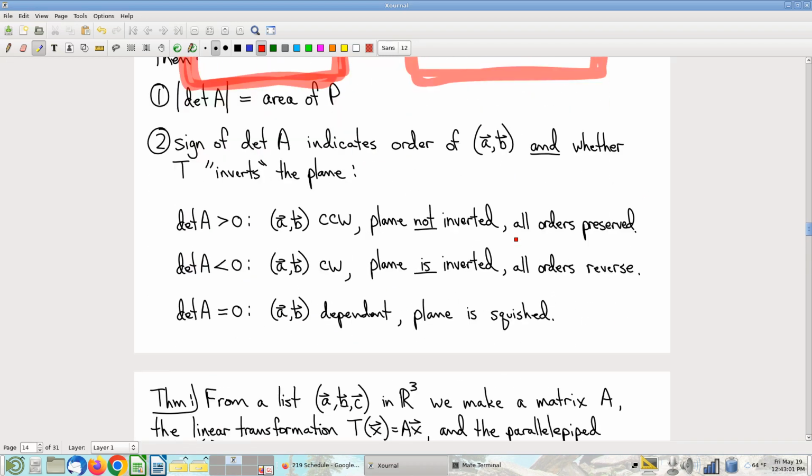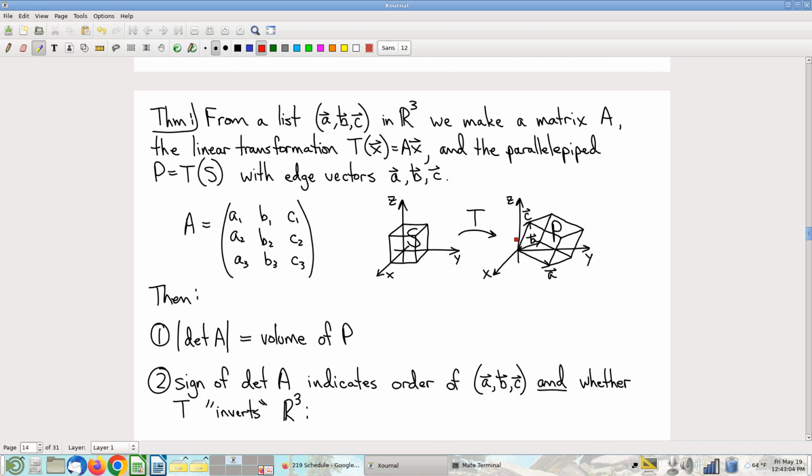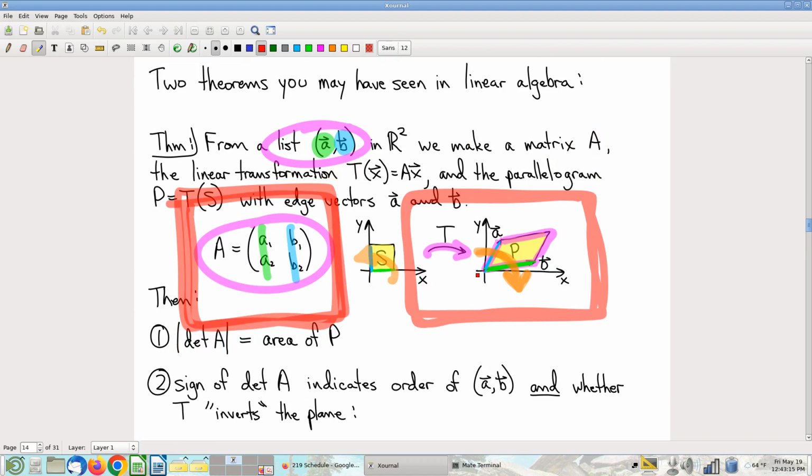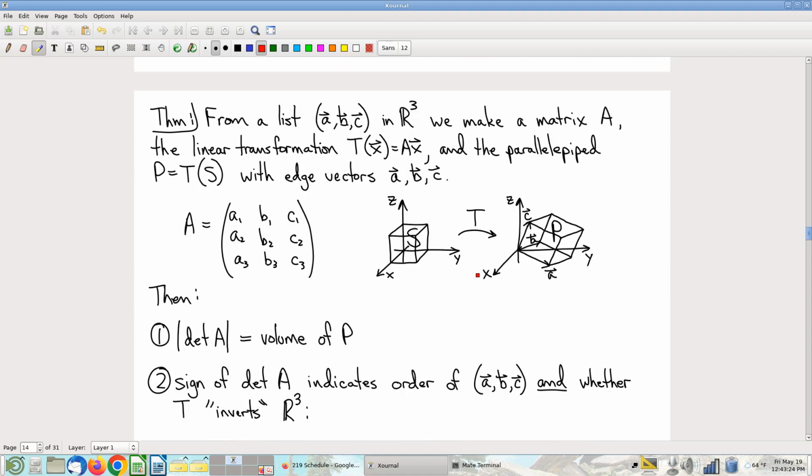Okay, so there's a three-dimensional version of this. I'm going to go quickly through the three-dimensional version because it's the same thing, just one dimension up. In fact, I would bet dollars to donuts that if I were to charge you with the task of speculating what a three-dimensional version of this theorem would be, you would speculate exactly what I'm about to write down. And that is that when you have a list that creates a matrix, which creates a linear transformation, which creates now a three-dimensional version of a parallelogram. We call it a parallelepiped, right?